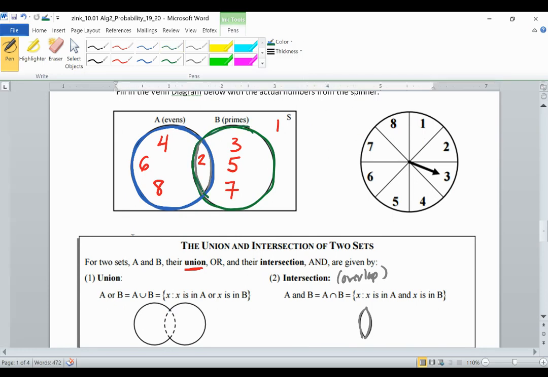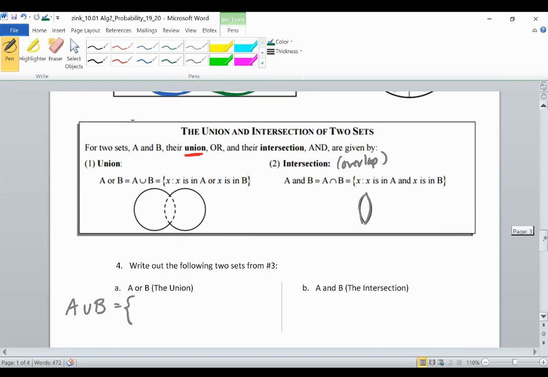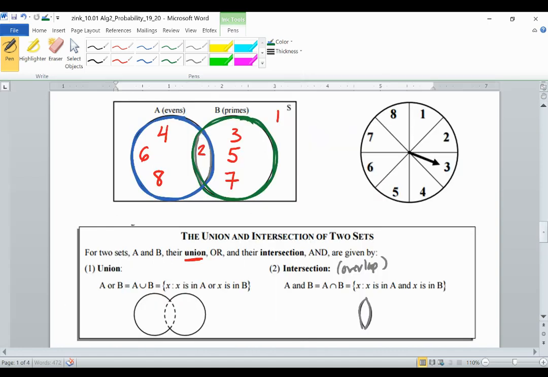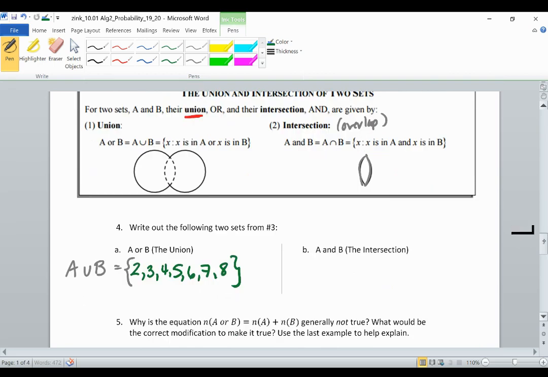In the green circle, I have 2, 3, 5, and 7. I said 2 twice, so I don't need to write it twice. So I have 2, 3, 4, 5, 6, 7, 8. So everything except 1 would be considered in the union. Anything that was in either the blue or the green circle, or both.